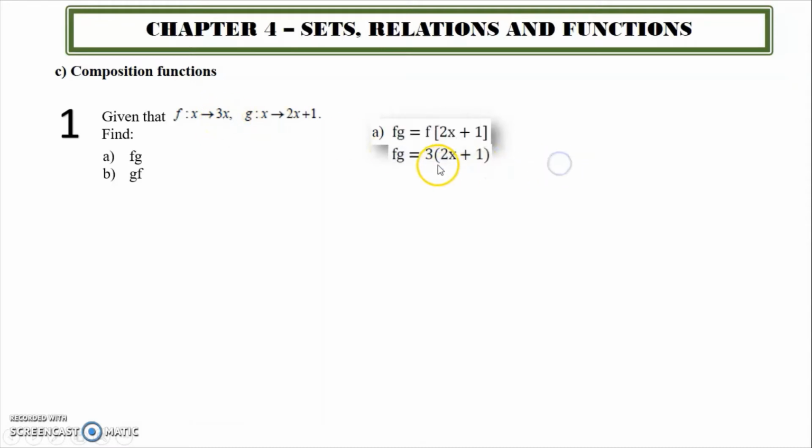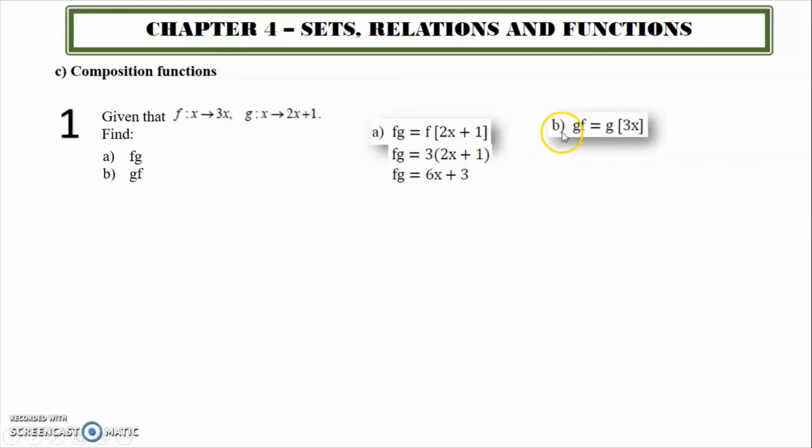So, salin balik semula 3. X, kita gantikan dengan function yang dalam bracket. So, gantikan 2x tambah 1. Gantikan ia bukan tambah. Gantikan maksudnya replace atau substitute. So, gantikan x maksudnya x ni hilang dan gantikan dengan 2x tambah 1. And then kita kena simplify. So, dalam case ni kita kena expand. So, 3 darab 2x dapat 6x. 3 darab 1 dapat 3. So, inilah jawapan untuk fg(x).